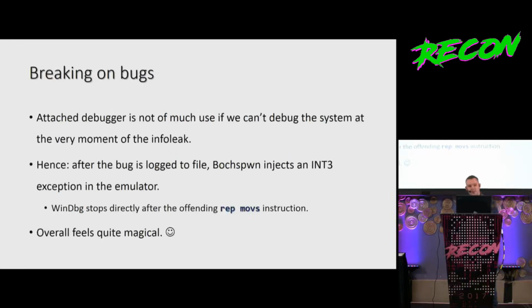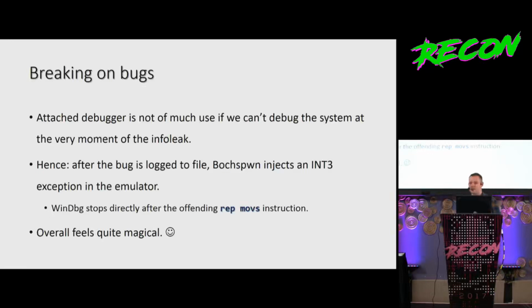And so just attaching a debugger is, of course, not enough because we still don't know what is going on at the specific time that the info leak is taking place. My idea was to, after logging the bug into a file, actually inject an int3 instruction in the emulator directly after the instruction that was leaking memory to user mode, which causes WinDBG to stop at that instruction, and we just have everything that we need to investigate what the issue is.